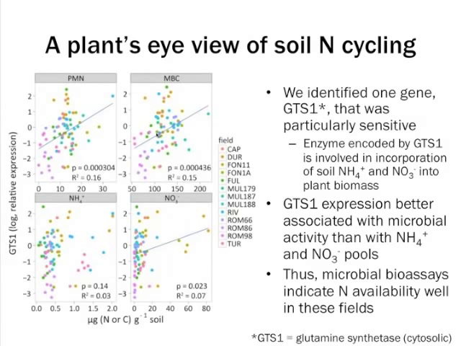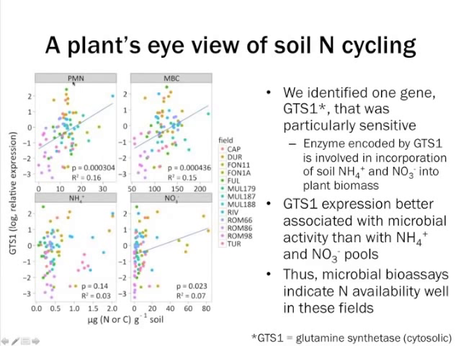So we identified one gene, GTS1, that was particularly sensitive. And the enzyme encoded by GTS1 is involved in the incorporation of both soil ammonium and nitrate into plant biomass. So let's take a look at these different graphs. On the y-axis of all of these graphs is the relative expression level of GTS1.